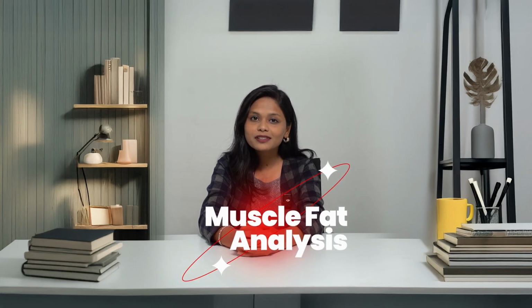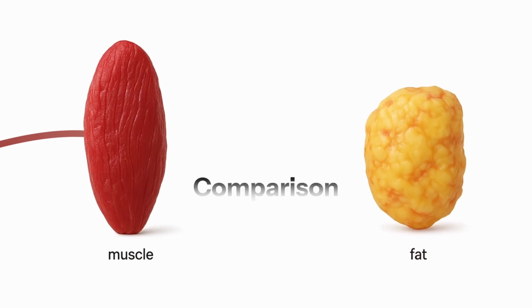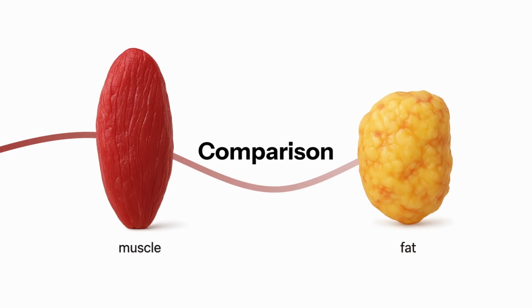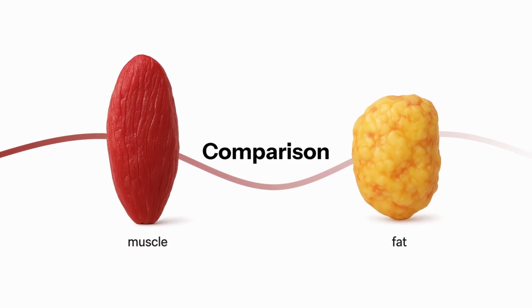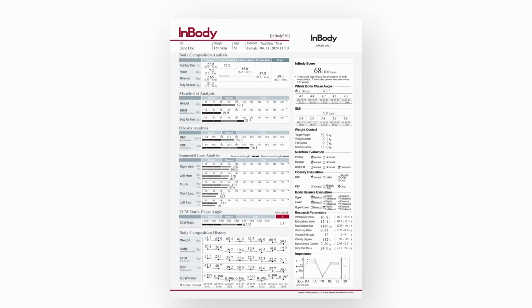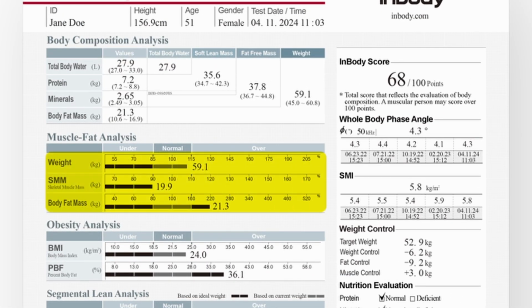The second part of the result sheet is the muscle fat analysis, the most interesting part of the InBody result sheet. Here, we can compare the muscle to fat ratio and also compare it with the total weight of the individual. So if you look at the result sheet, the muscle fat analysis has three parameters: weight, skeletal muscle mass, SMM, and body fat mass.